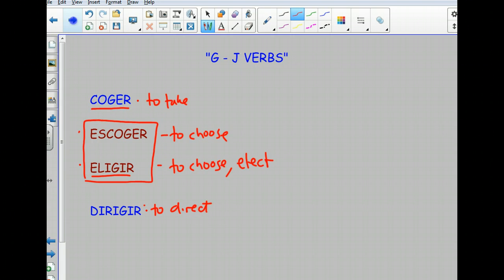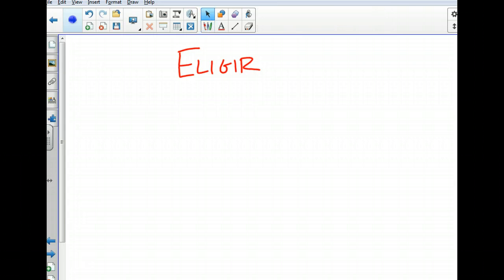¿Y qué pasa con estos verbos? Estos verbos son, I call them G to J verbs. And why does that happen? Well, in class we talked about and we spelled and we pronounced words that use this G. So let's take the first verb that we have, the verb elegir, and let's just talk about it. So, ¿cuáles son las características de este verbo? Pues este verbo tiene la G, got the G in it.